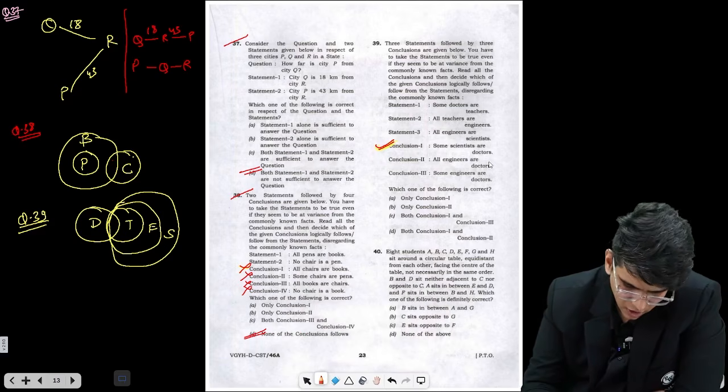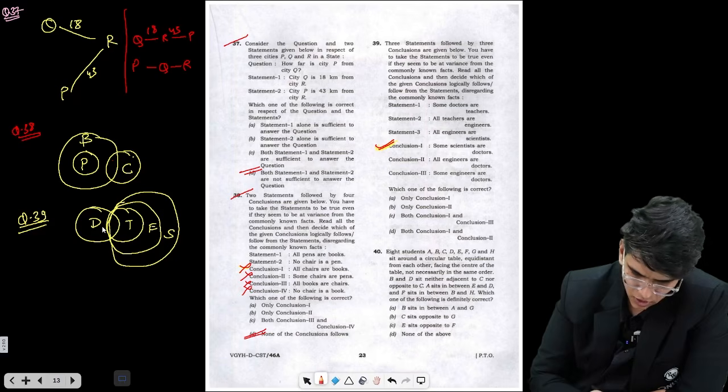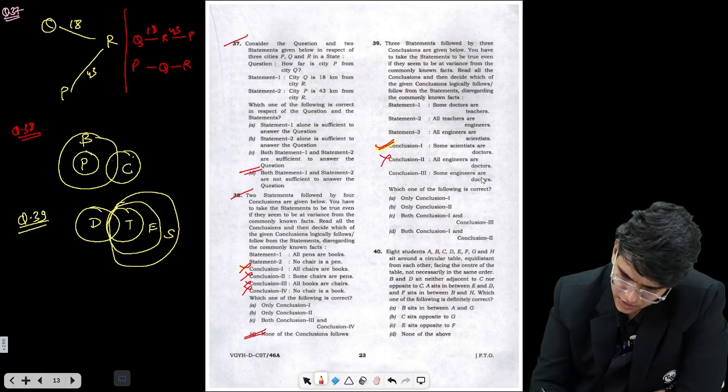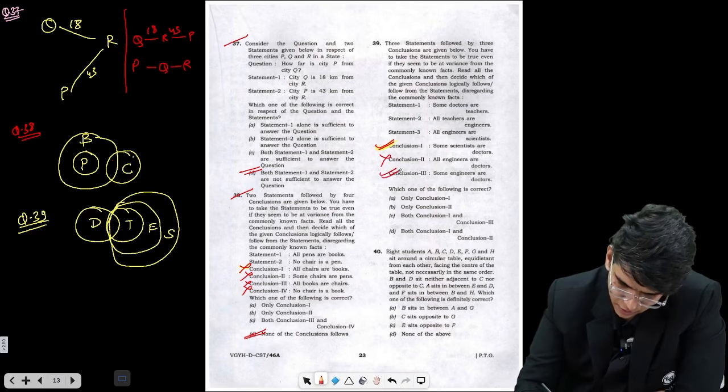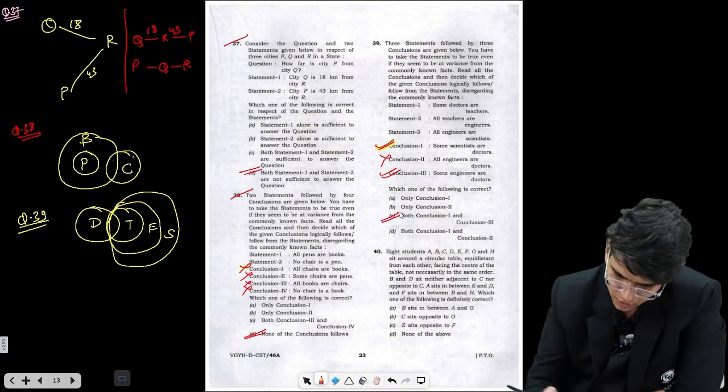All engineers are doctors. All engineers are not doctors. This is wrong. Some engineers are doctors. Some engineers are for sure doctors. So this is correct. Conclusion 1 and 3, option C.